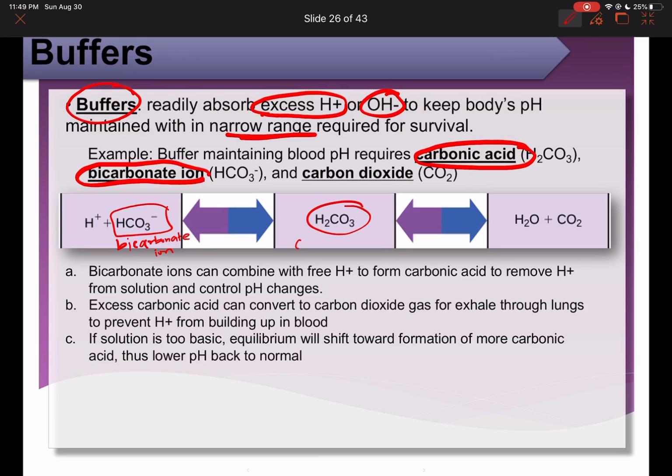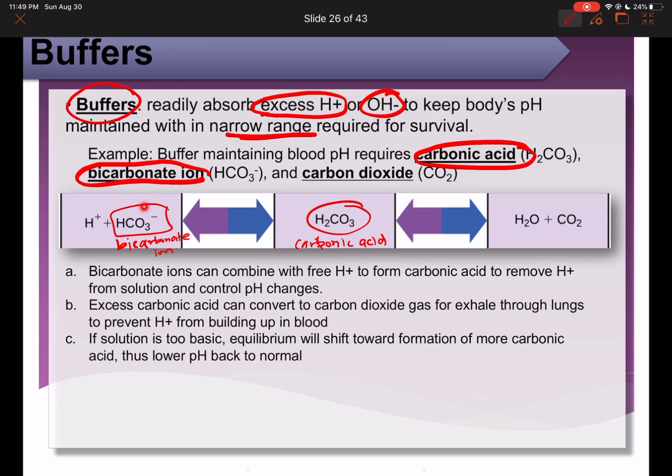This is carbonic acid. So bicarbonate ions here can combine with free hydrogen ions to form carbonic acid, to remove whatever amount of hydrogen ions is in that particular solution and control its pH, so that it doesn't become too acidic. Remember, acidity or pH level is determined by how many hydrogen ions there are in the solution.